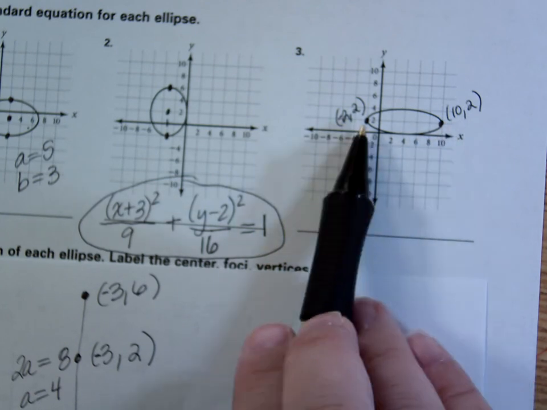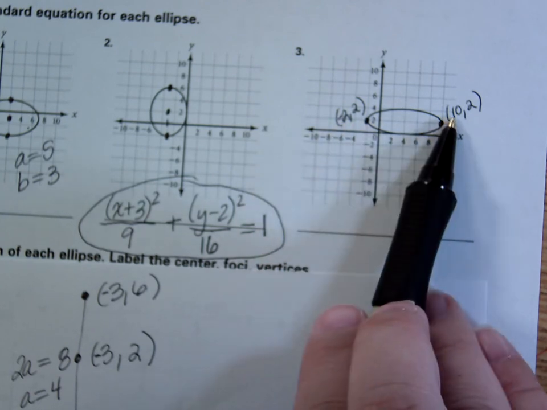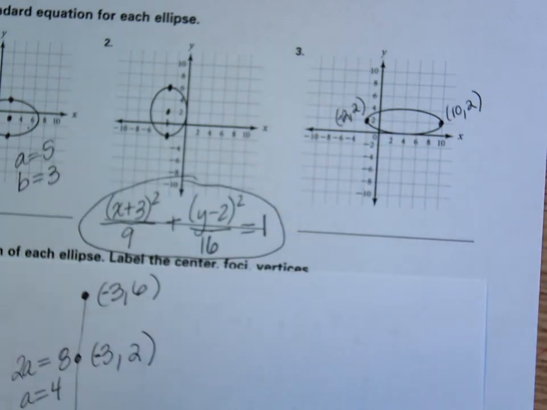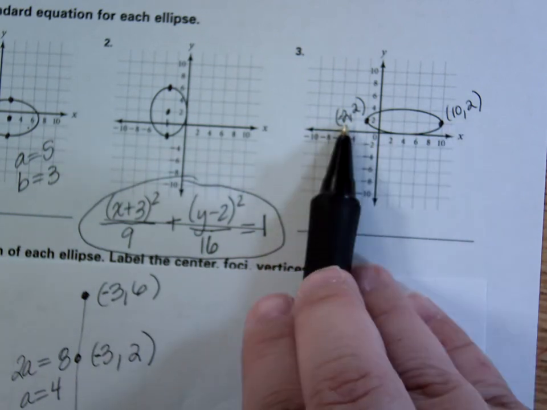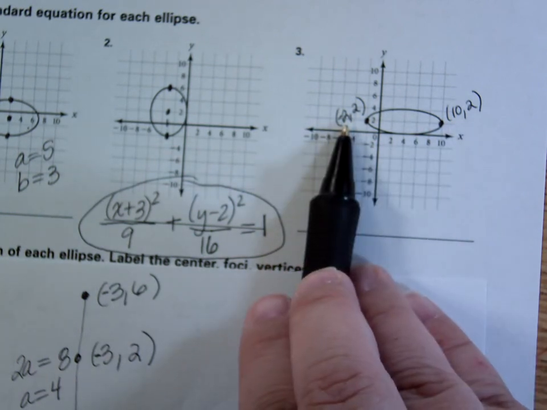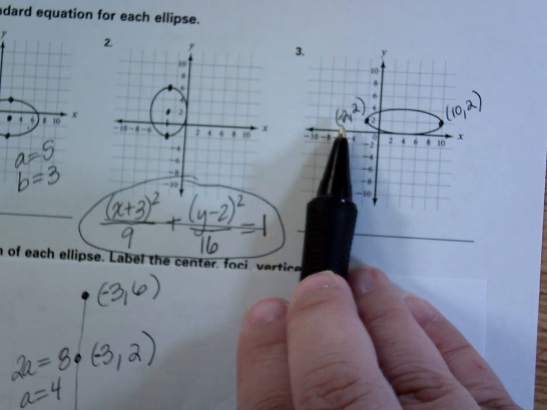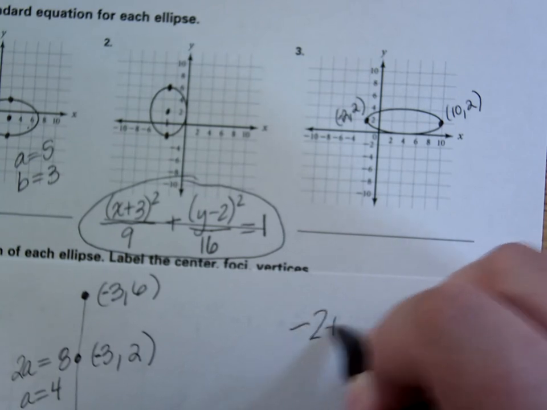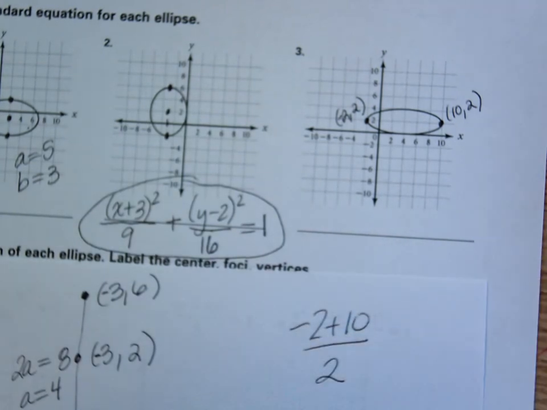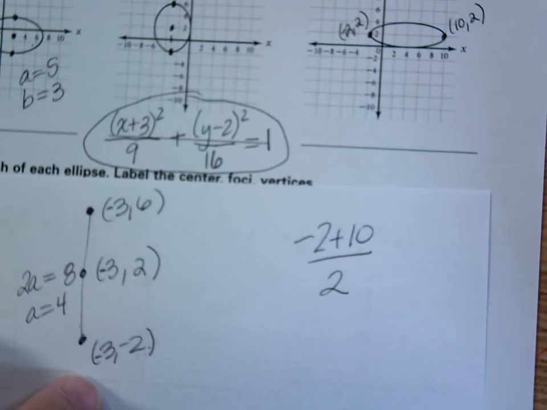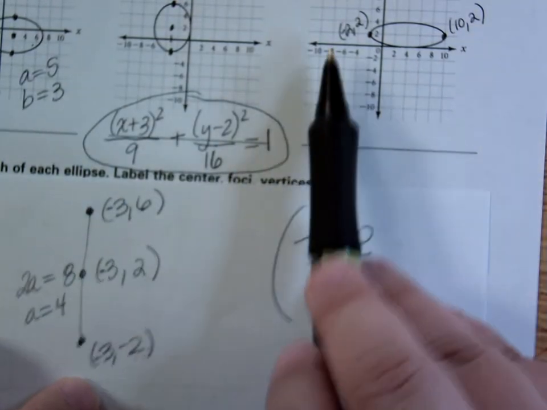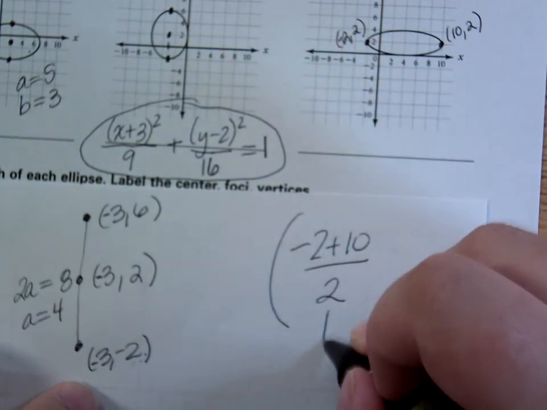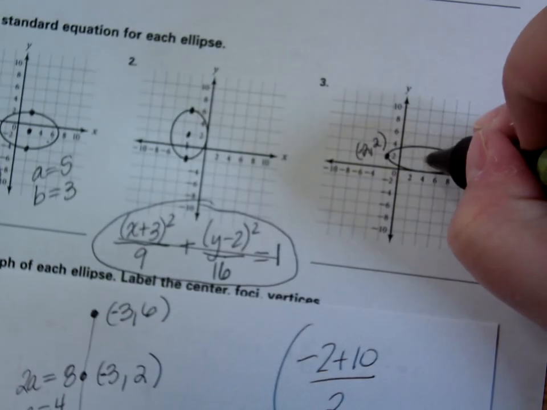So I could either find the distance from -2 to 10 and then take half of it and count over from each side, or I could do the midpoint formula. The midpoint between these two, I really don't even have to worry about the y value because the y value is going to be the same. It's really the x values I'm looking at. So -2 plus 10 divided by 2. This is how we do midpoint formula, which basically we're doing the average. So the average x value is one x value plus the other x value divided by 2. So that's 8 divided by 2, so that's 4. So this is at 4, 2 is my center.